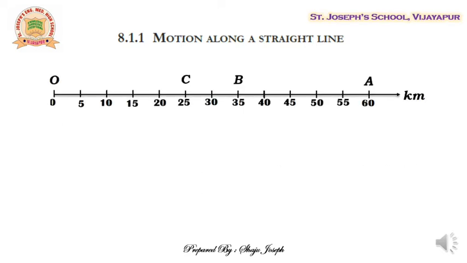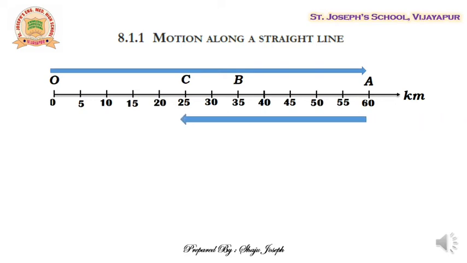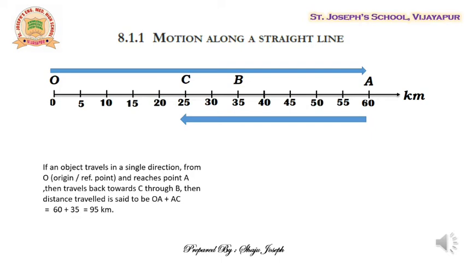Let us consider one more example. In this case, let the object move from O to A, and from A to C through B. The arrow indicates first the initial direction, then a change of direction. So the total path will be 60 km plus 35 km. That is from O to A 60, A to C 35. We will neglect the point B, though it is coming through B. Or else one more option is there. We can say O to A 60 plus A to B, which is 25, plus B to C, which is 10. So again, if you add up, you will get the same answer. The total distance traveled will be 95 kilometers.